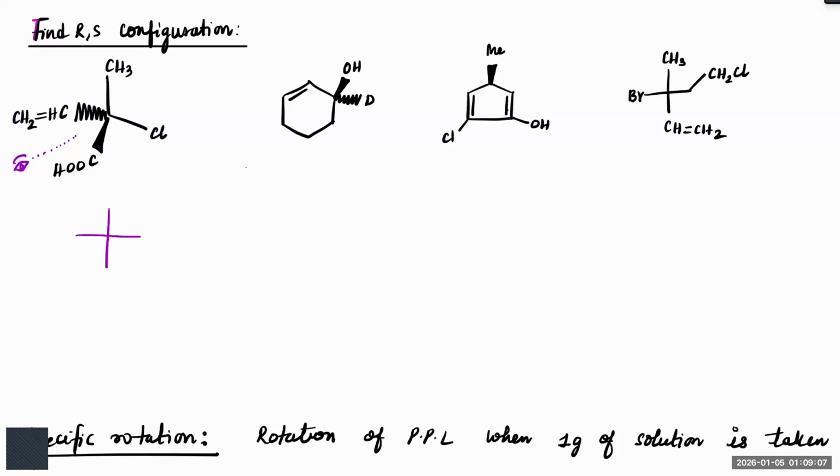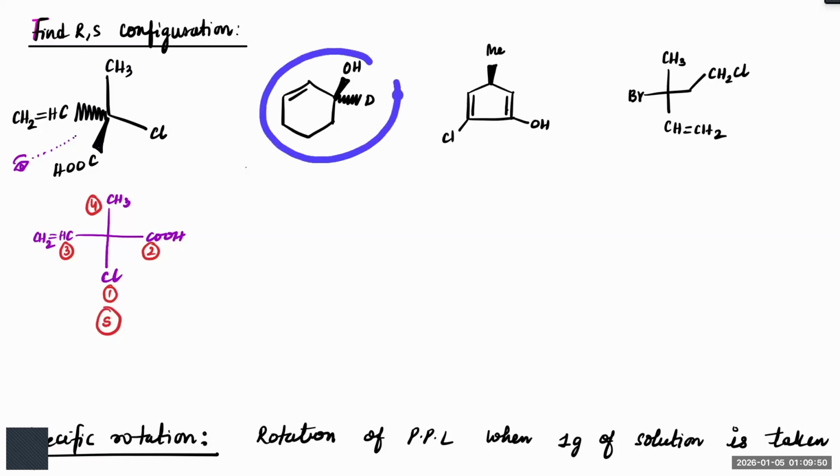Now if you put it on the Fischer projection here, you will have COOH on the right, CH double bond CH2 on the left. That makes methyl up and Cl down. Let's put the priority here. This is first one, second one, third one, and fourth one. Now you notice 1, 2, 3 is going in anti-clockwise direction. If it is anti-clockwise direction, that means it is going to be S configuration. This is the way we can figure it out.